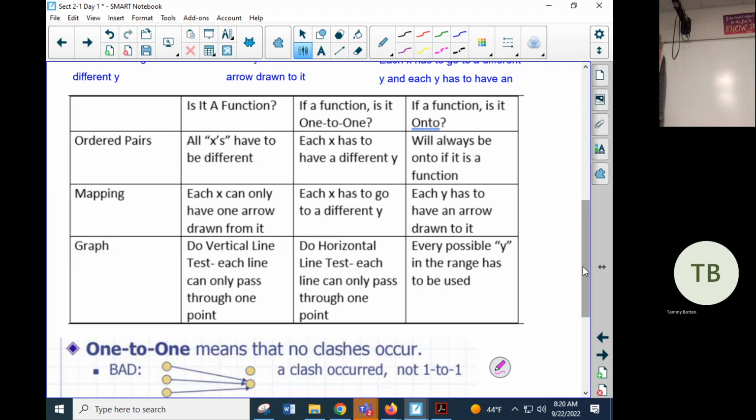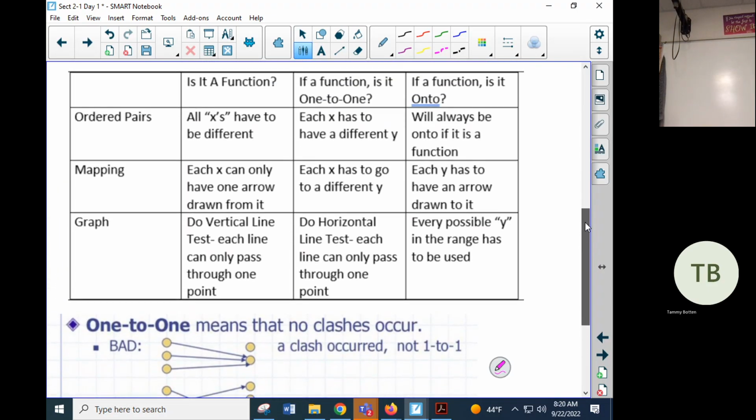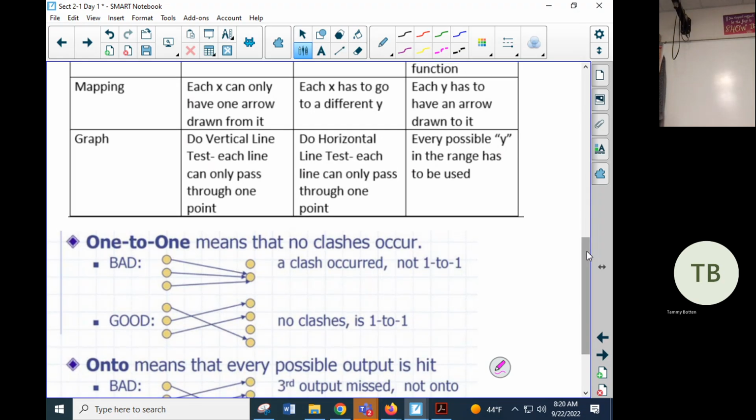So again, this is your kind of cheat sheet that you'll be doing. And each time, if I give you an ordered pair, you're going to look at, is it a function? If it's not a function, you don't worry about these two. If I give you a mapping, you look. I give you a graph, you look.